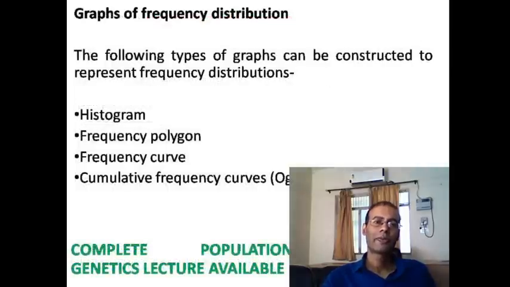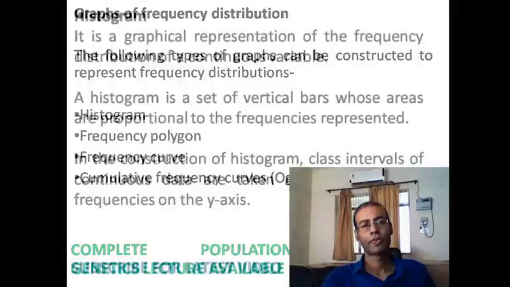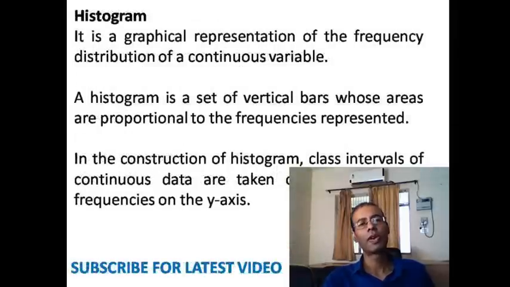So there are four types of graphs on the basis of frequency distribution. One is histogram, second is frequency polygon, third is frequency curve, and the fourth is cumulative frequency curve or ogives. First we will discuss histogram.